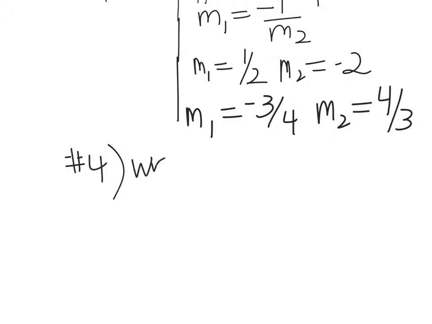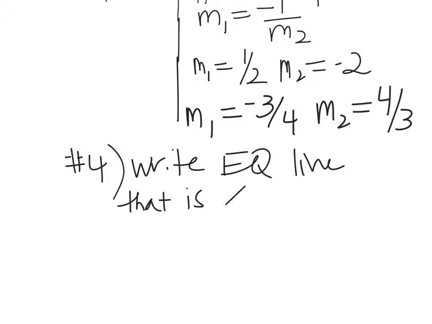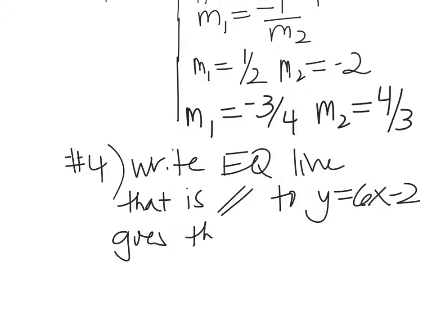We're going to write an equation of a line that is, does anyone know what that symbol right there means? Parallel. Because math people are really lazy and they don't like to write full words out. And we can't spell them either. So, write an equation of a line that is parallel to the line y = 6x - 2, but goes through the point (1, -3).